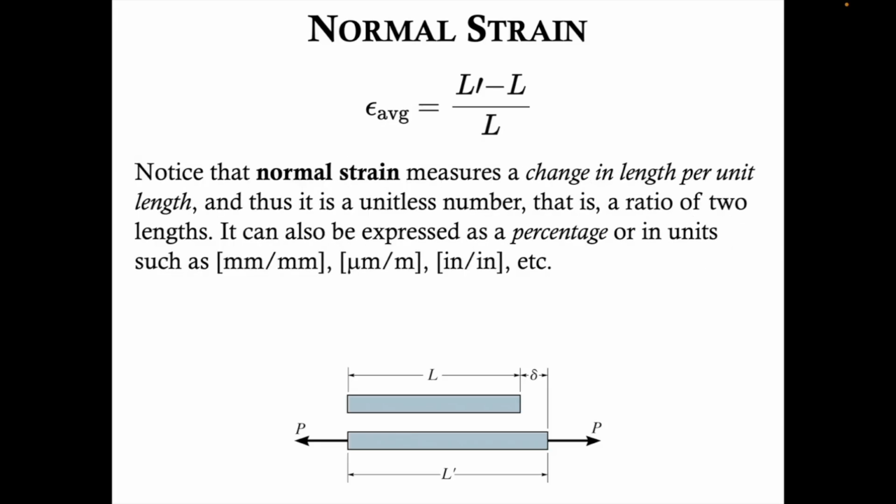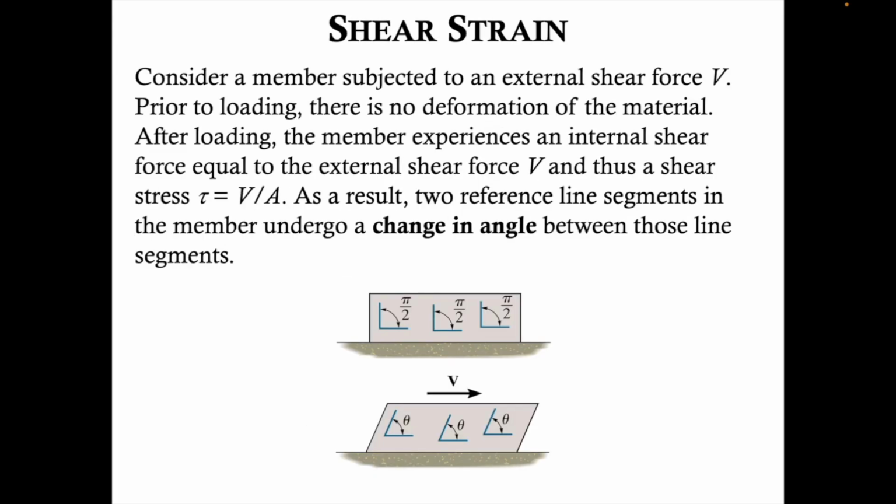Notice that normal strain, as it's defined, measures a change in length per unit length, and thus it is a unitless number, that is, a ratio of two lengths. It can also be expressed as a percentage or in units such as millimeter per millimeter, micrometer per meter, inch per inch, etc. Let's now define the other main type of strain, which is shear strain.